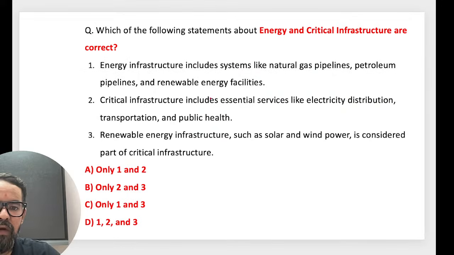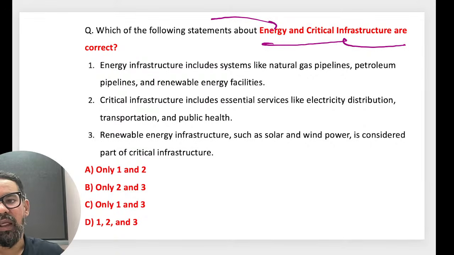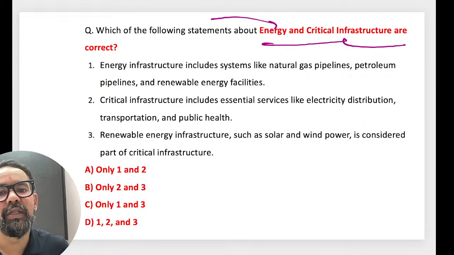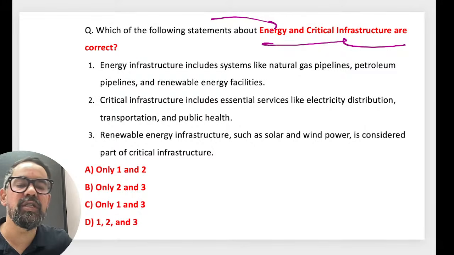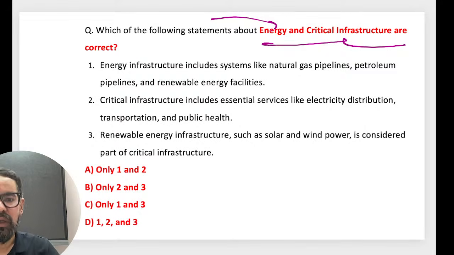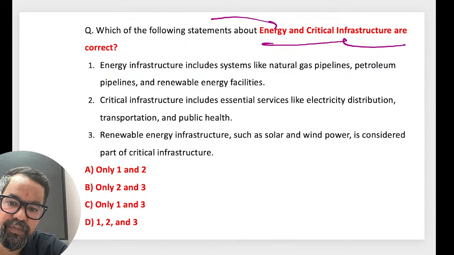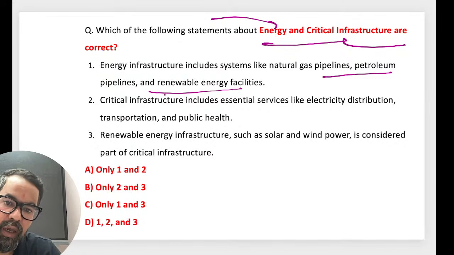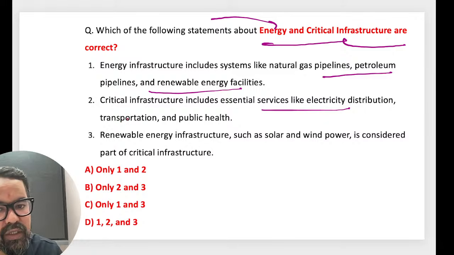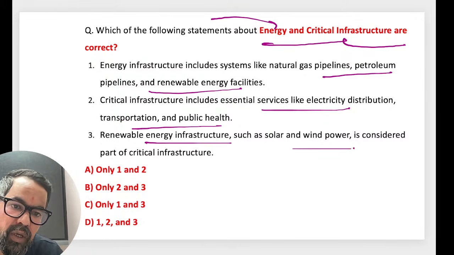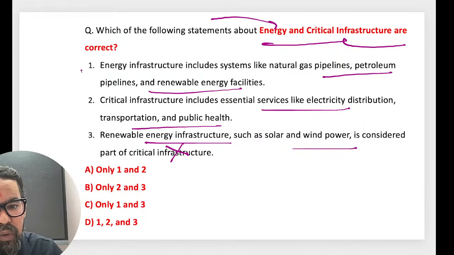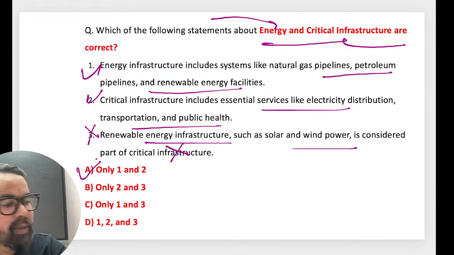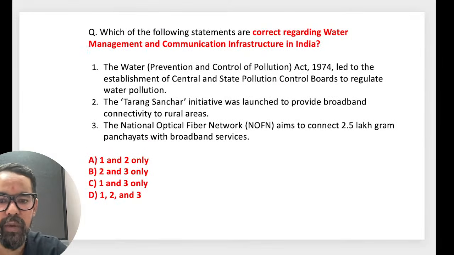Next one. Which of the following statements regarding energy and critical infrastructure? ठीक है, energy infrastructure is the overall energy related areas like renewable and all. ठीक है, critical infrastructure is which is a must for the living of the people and all, that generally comes under this. So energy infrastructure includes systems like natural gas, pipeline, petroleum and renewable energy. Critical infrastructure includes essentials like electricity distribution, transportation. Renewable energy such as solar and all comes under the energy, ठीक है, not this one. तो 1 and 2, very simple question. तो option A will be the correct answer for this particular one. Very good guys. Next one.